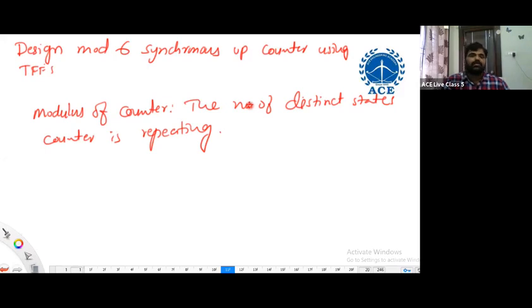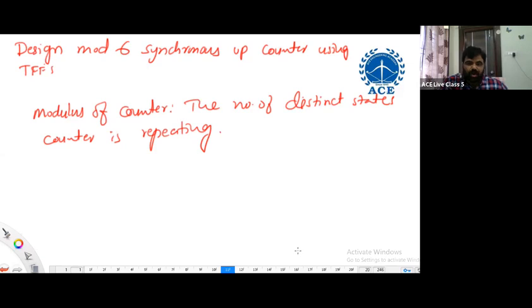That is called the modulus of a counter. The number of different states the counter is repeating is called the modulus of the counter. It's not the maximum possible states. Please understand this correctly. Maximum possible states: if I use n flip-flops, I get 2 to the power n states. That is called the maximum possible states.